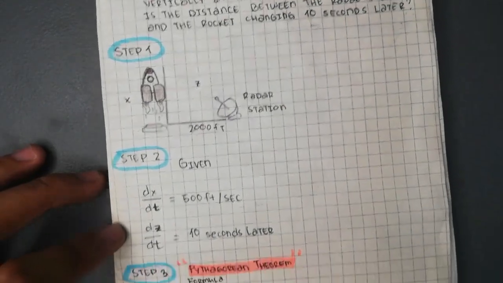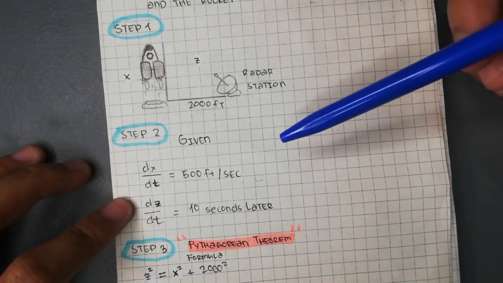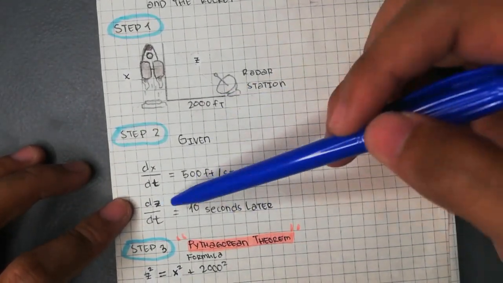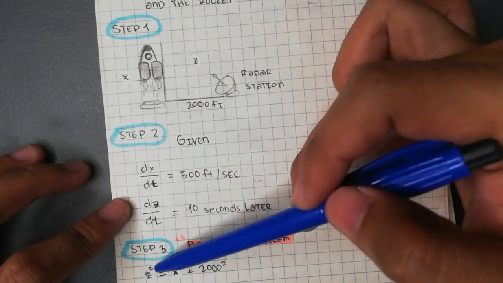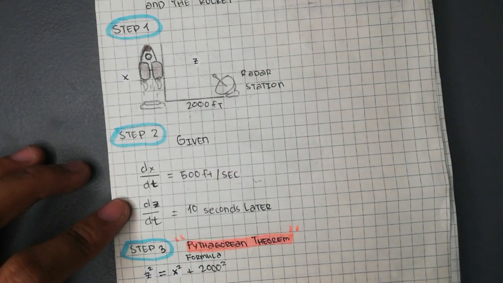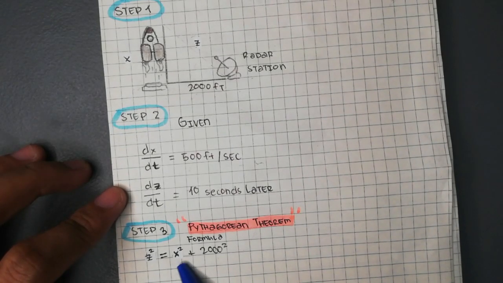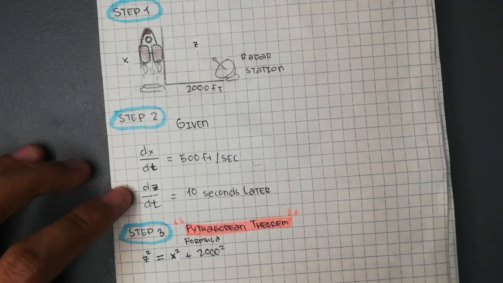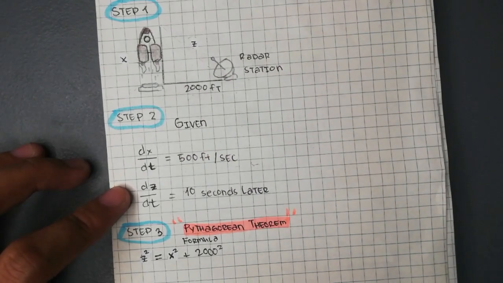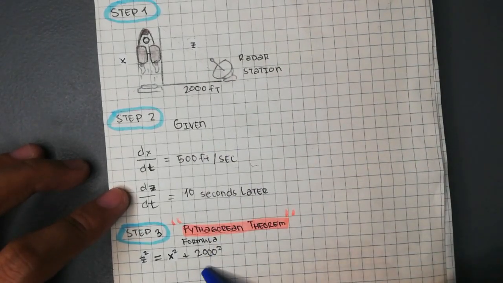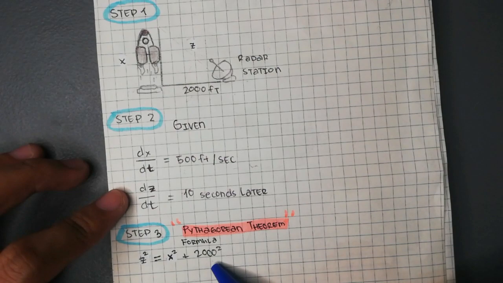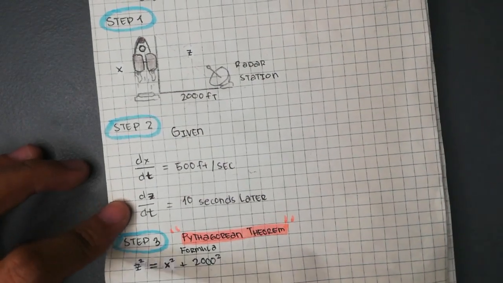Now, step 3 is, by using Pythagorean theorem, our formula is z squared equals x squared plus 2,000 squared. Remember that, tatandaan nyo na ang 2,000 ay constant.